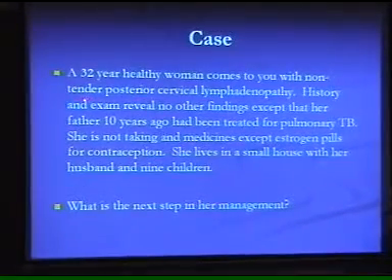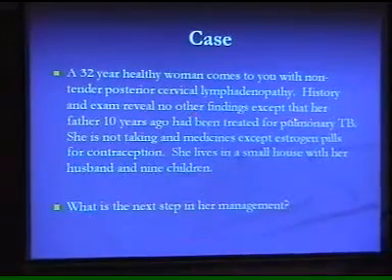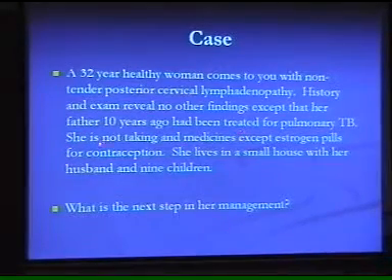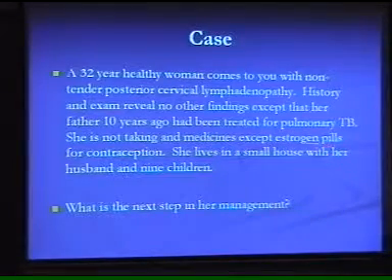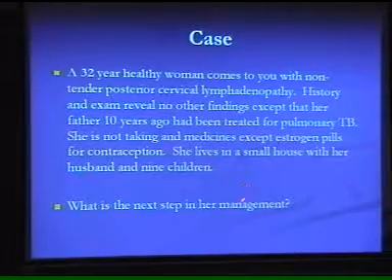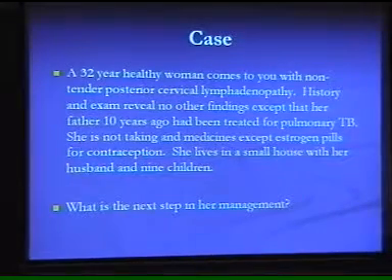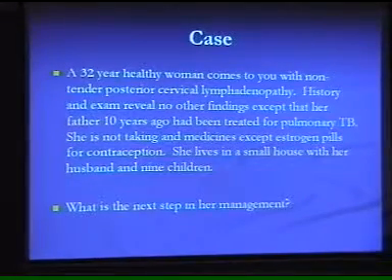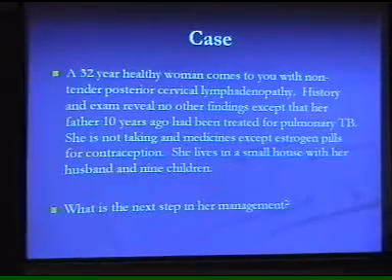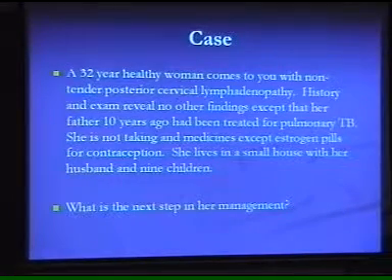A 32-year-old healthy woman comes to you with a complaint of non-tender posterior cervical lymphadenopathy. History and exam revealed no other finding, except that her father 10 years ago had been treated for pulmonary TB. She is not taking any medications except her contraceptive pills, and she lives in a small house with her husband and 9 children. Now, what's the next step you are going to do? Biopsy. You did a biopsy, it comes back granulomatous inflammation, and on smear AFB bacilli are seen. What are you going to do now? Which regimen are you going to put her on?